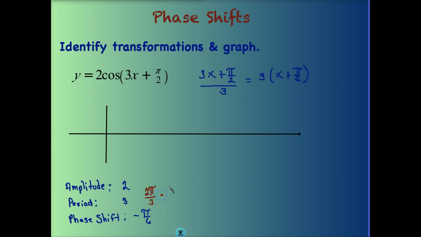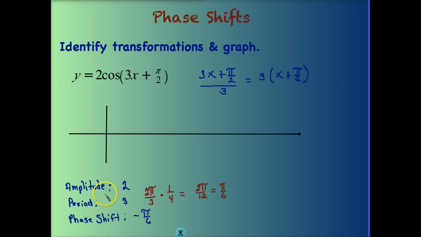Let's go ahead and figure out what our quarters are. So if I multiply this by a quarter, I would get 2 pi over 12, which reduces to pi over 6. So that means there'll be pi over 6 distance between each quarter.